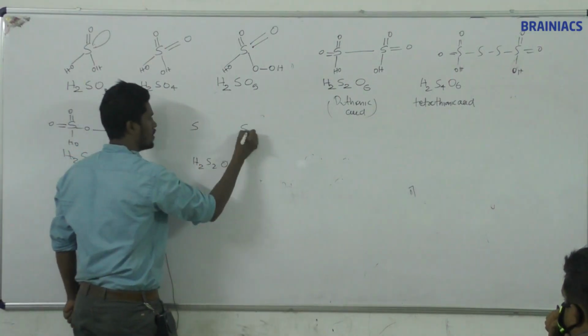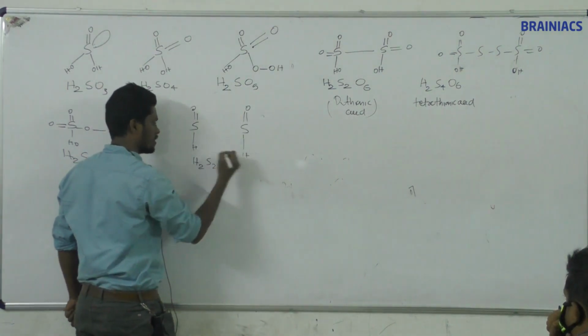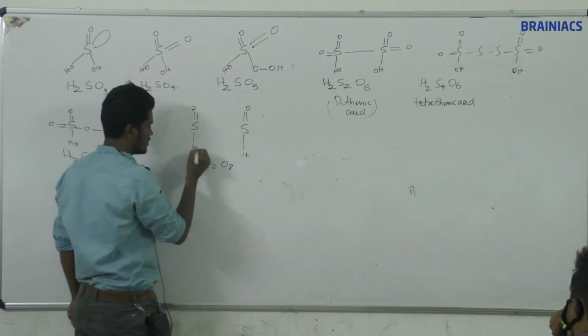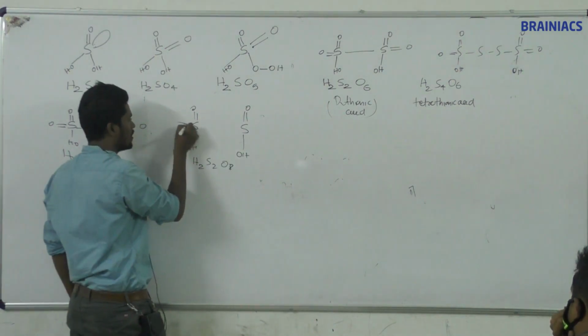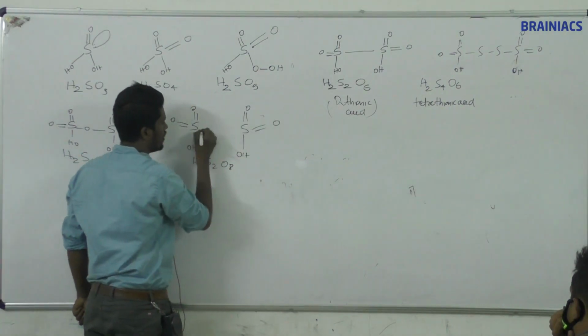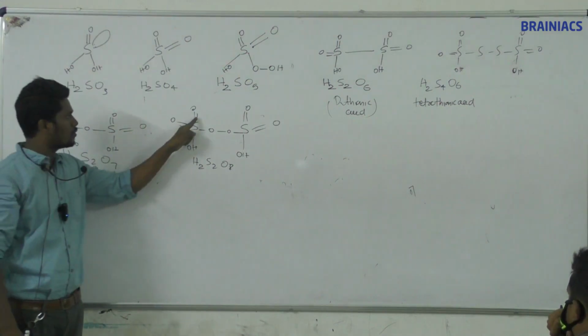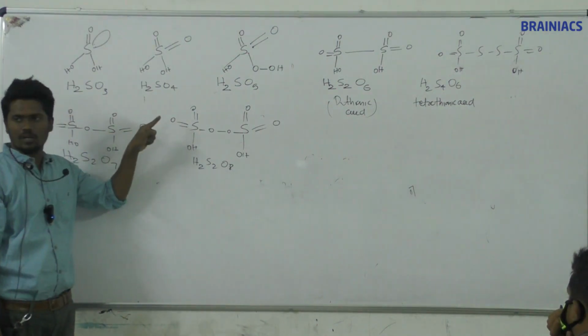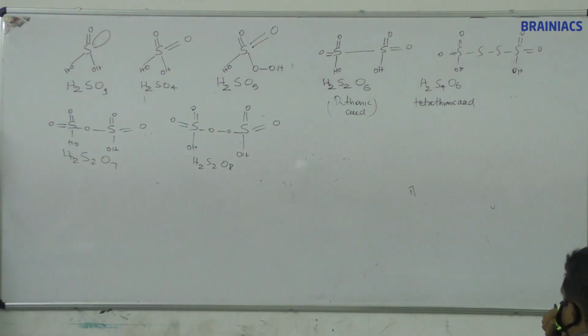H2S2O8. Sulfur, oxygen in between and 2 hydrogen, 1 here and 1 here. How many oxygens are remaining? 6. 1 here and 1 here. How many remaining? 4. So 1 here and 1 here and there is 2 here. Okay, that means 1, 2, 3, 4, 5, 6. Maximum valency is 6.